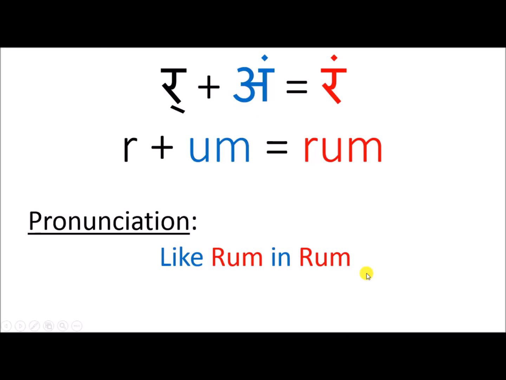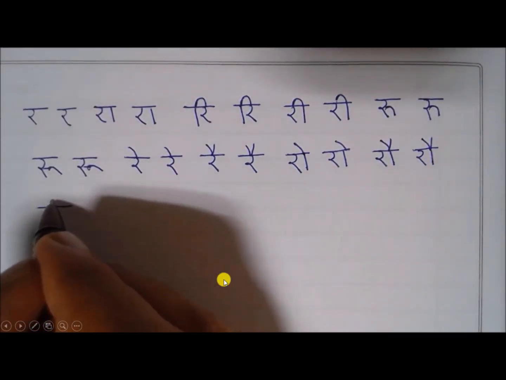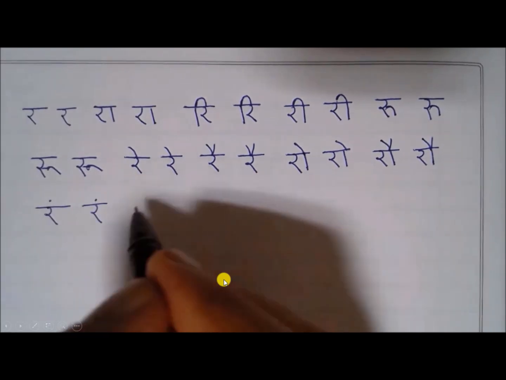Okay. Next sound is rum. And you get this sound rum when you add r to the dot sound. R plus dot equal to rum. And rum is pronounced like the word rum itself. Okay. Rum, R-U-M. Alright. And now we'll see how to write rum. So rum is basically the first vowel r with a dot above the horizontal line.